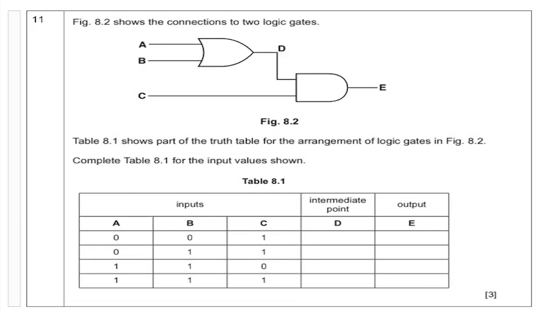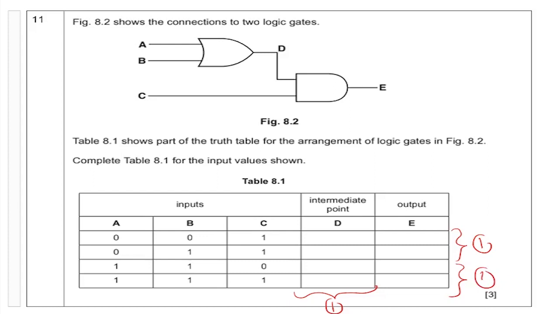Okay, question 11. Figure 8.2 shows the connections to two logic gates, and you can see the diagram there. Table 8.1 shows part of the truth table for the arrangement of the logic gates in figure 8.2. Complete the table for the input values shown. Now, the whole of column D being correct is worth one mark. The first two rows of E and the last two rows are also worth one each. So that's where the marking points came from. The question was done pretty well.